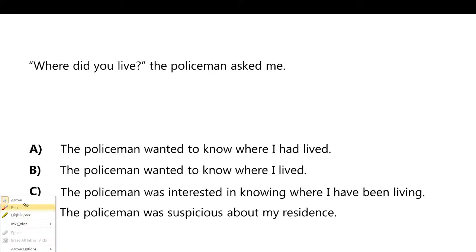Can you answer this question? Where did you live? The policeman asked. Try to convert this. The policeman asked means it is not about suspicion about my residence. The policeman wanted to know where I had lived. Comment your answer, please.